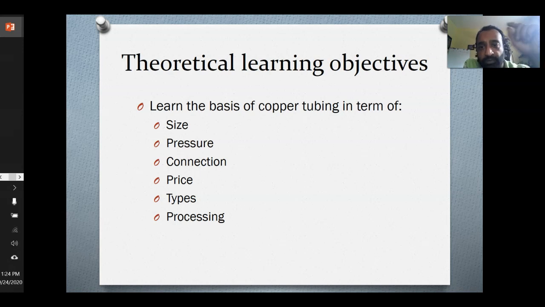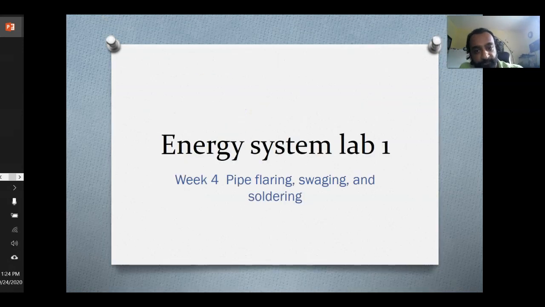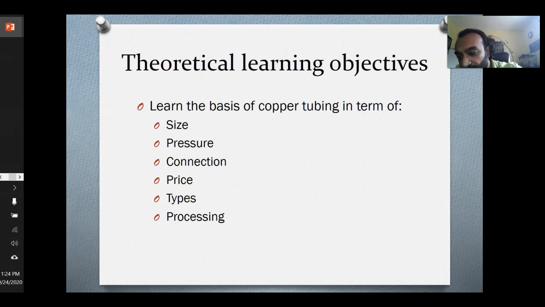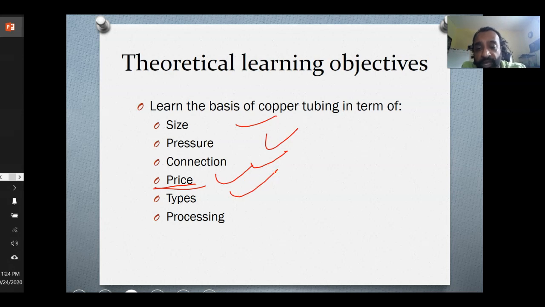So we talk about size, the pressure rating for each pipe, connections for each one of those pipes, and the price, which is very important to consider when you are buying copper tube because copper is expensive. Types of copper tubes and the processing for these tubes.